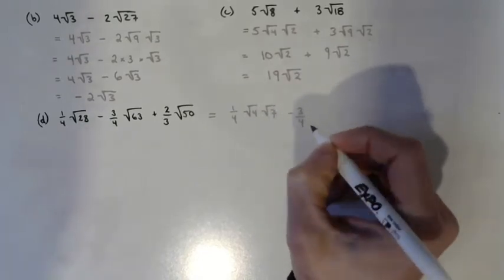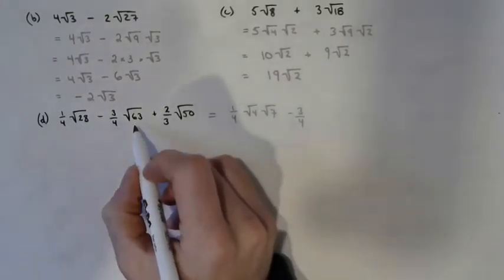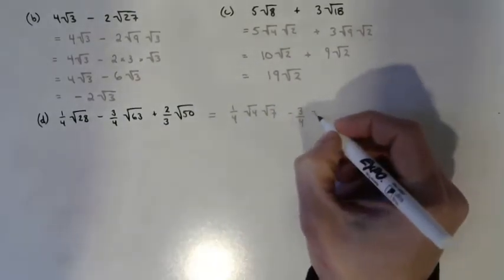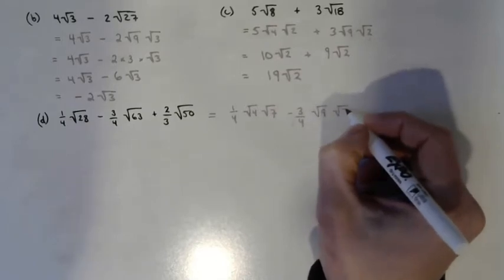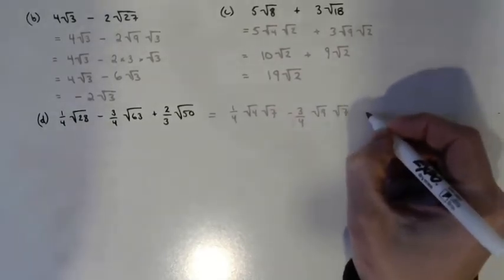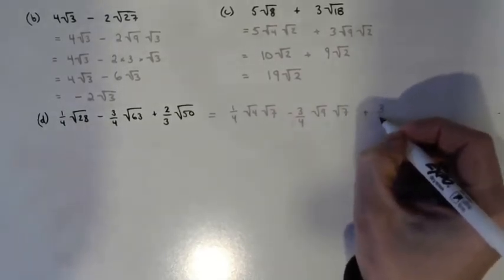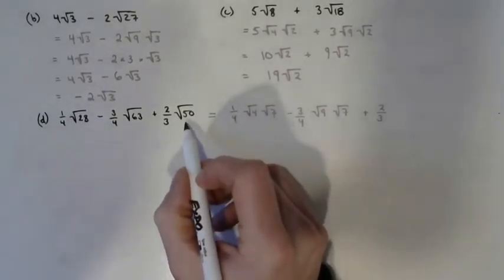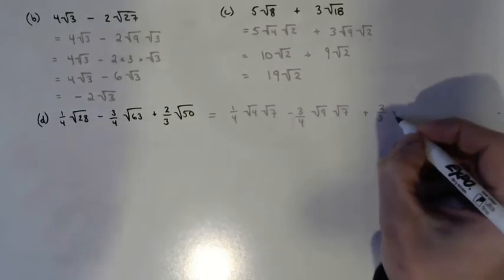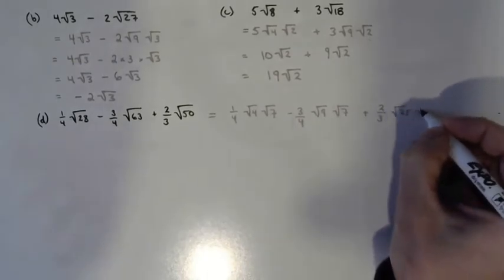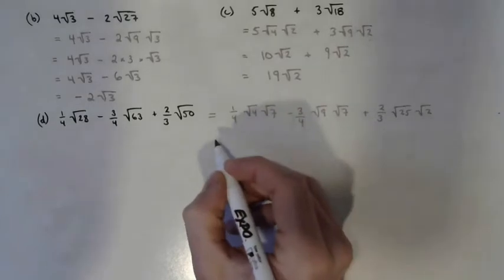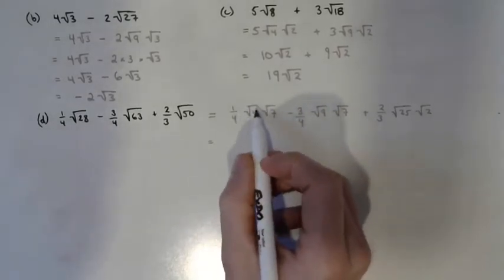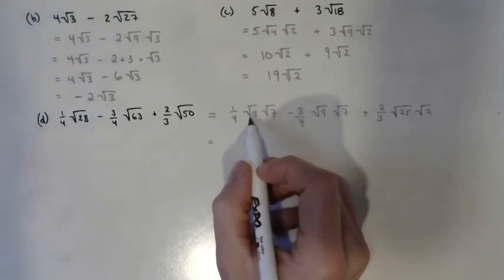Subtracting 3/4 of our next piece. 63 is 9 times 7. So that's going to be radical 9, radical 7. I see my common radical already. And then I'm going to add 2/3. It'd be great if I could make this into a radical 7, but I can't. It's 25 times 2. We dealt with that one already. So radical 25 times radical 2.